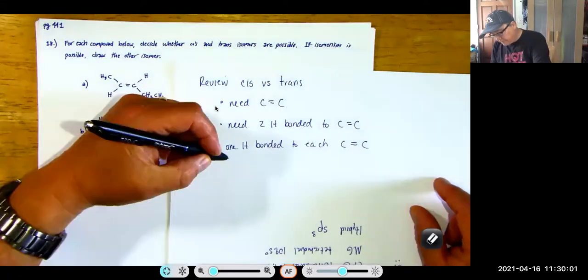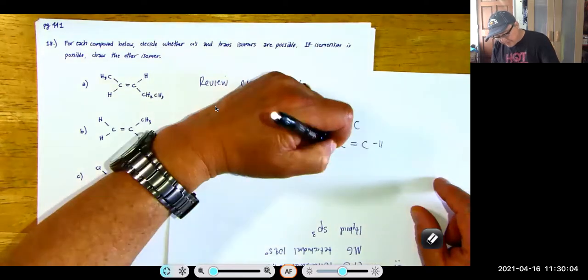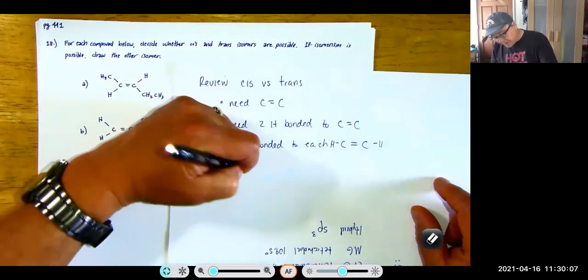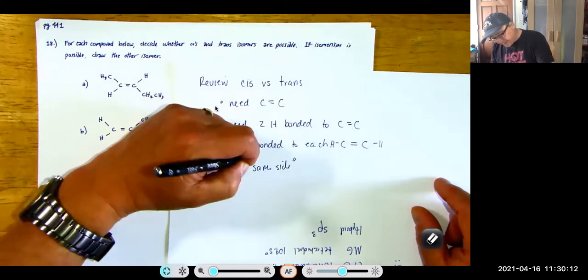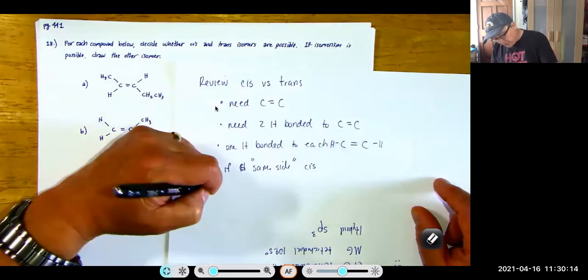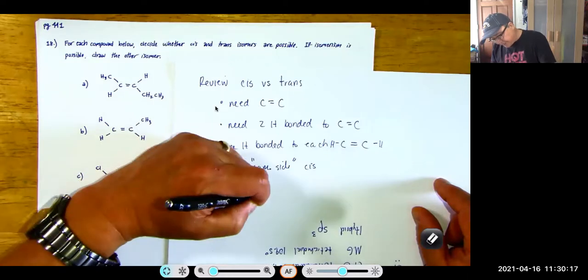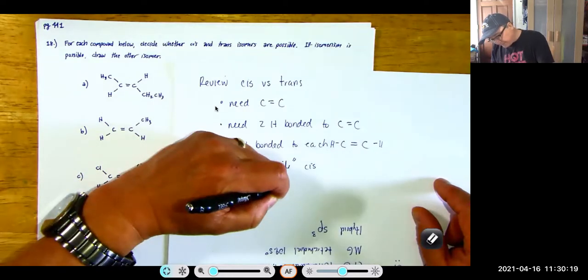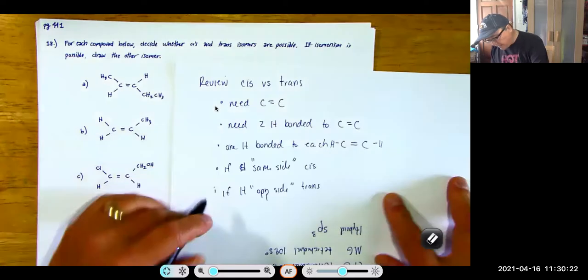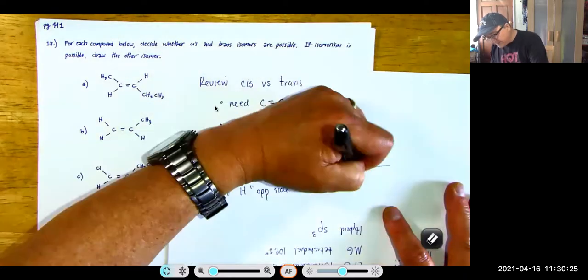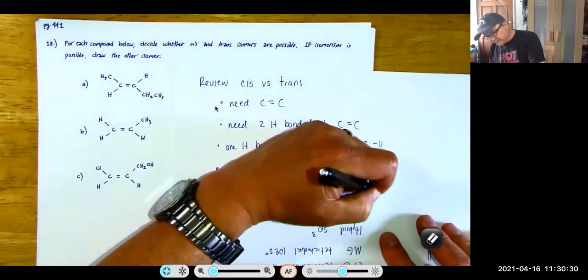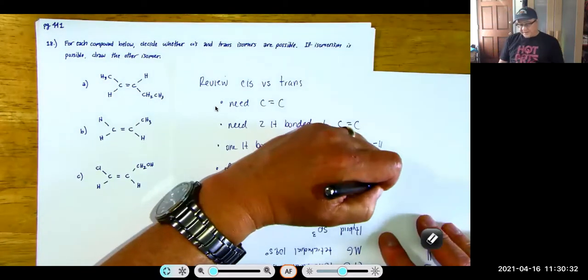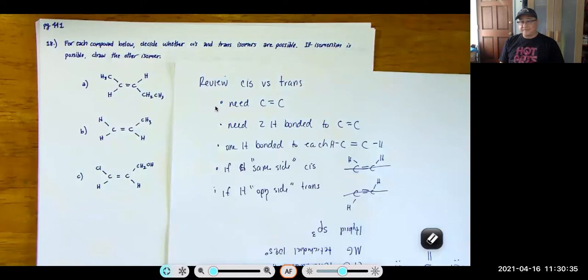Okay. And then if the hydrogens are on the same side, and I'm going to put this in quotes, it's cis. And if the hydrogens are on opposite sides, it's trans, right? And here is what we mean by same side. That's cis. And that's trans. Okay, so we've done our review.